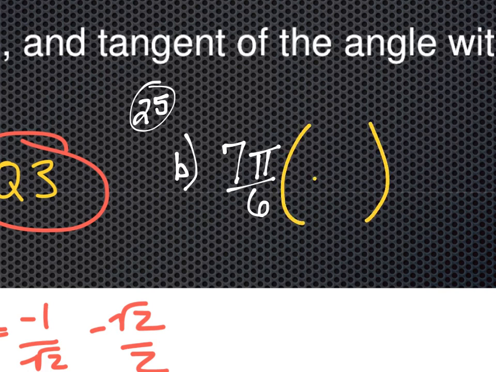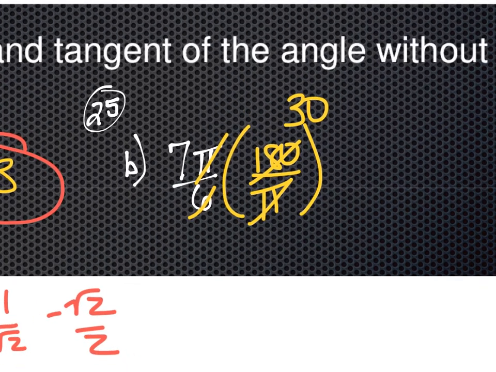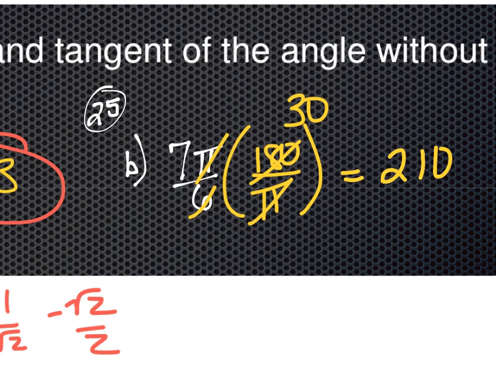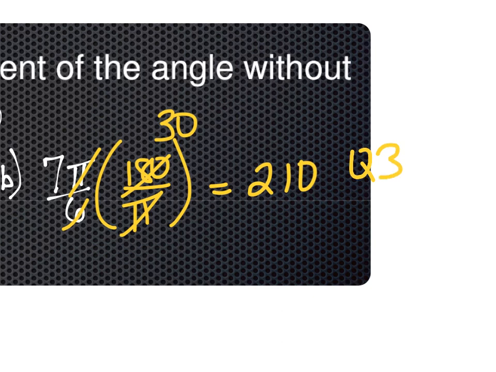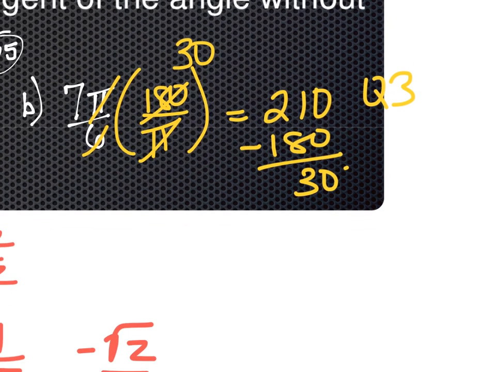Okay, so if I look at the second one, first thing I got to do is convert, right? So pi's cancel out. 6 goes into 180. How much? 30. So what is 7 times 30? 210. What quadrant are we in? Right away, when you think quadrant 3, what do you know about the x value and the y value? They're both negative. Good. What's the rule to find the reference angle when you're in quadrant 3? Minus 180. What do I get? 30. Is it 30 or 60? 30. Good. Sorry, I was not thinking.